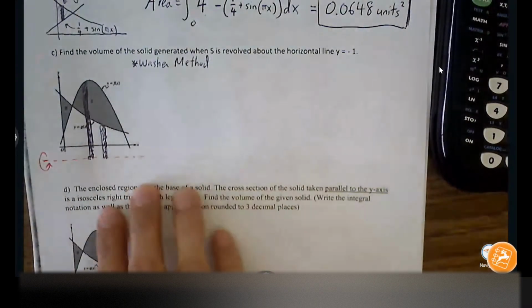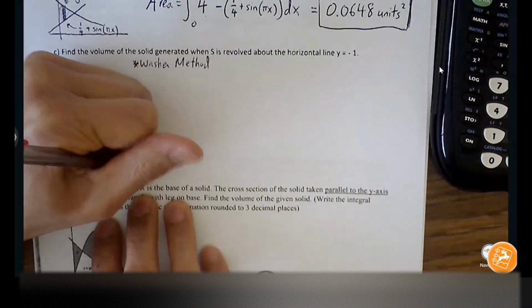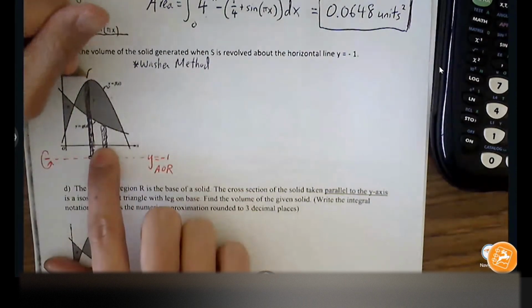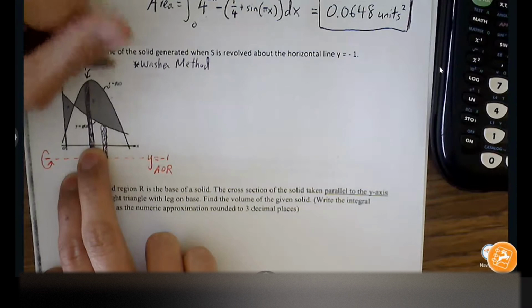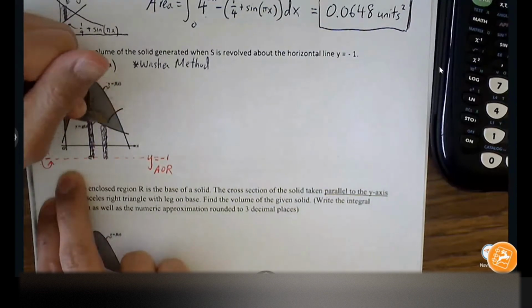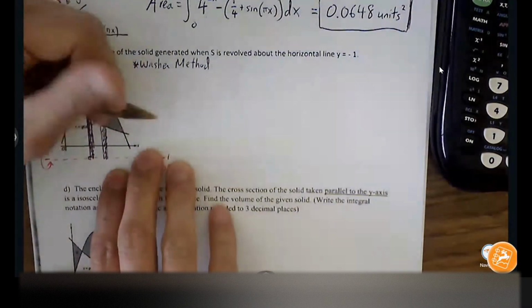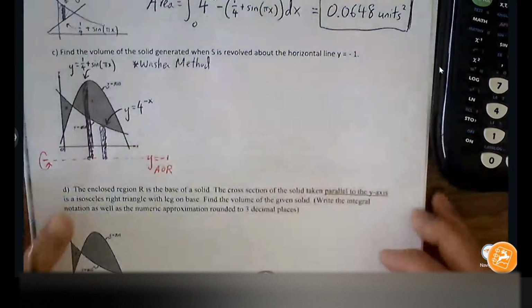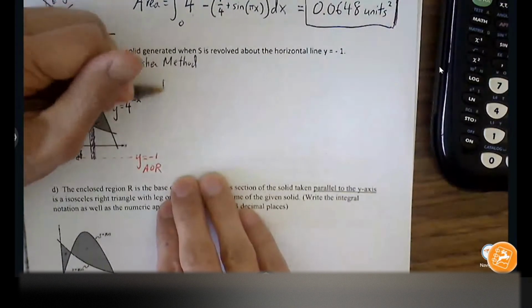I'm going to label everything here. So this is y equals -1. That's my axis of rotation. This top one here is the 1/4 plus sine. And then this graph here is the e to the -4x. Oh, sorry, 4 to the -x. Okay, I think we can build our two radii now.